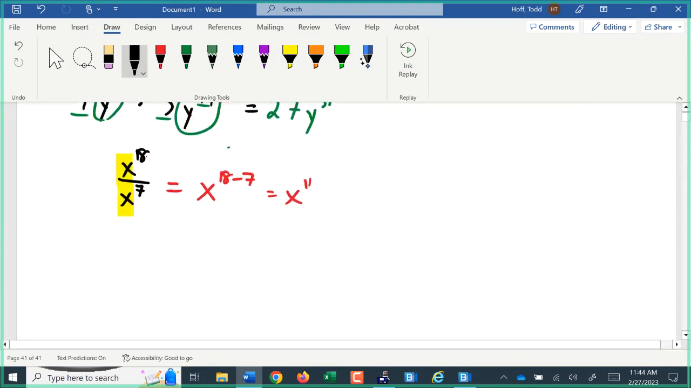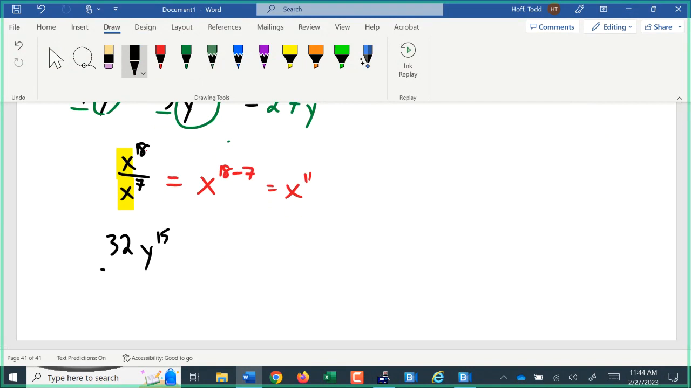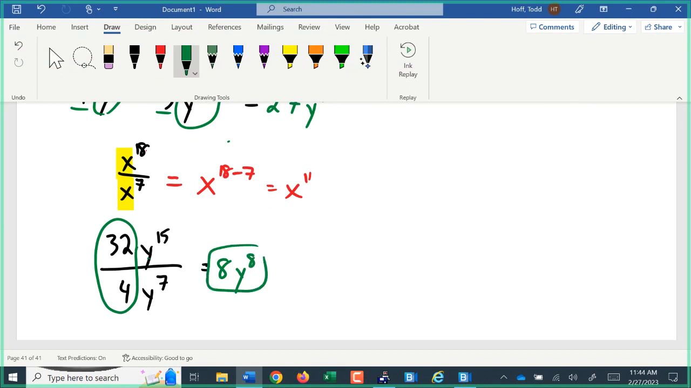And if there's numbers in with the variables, like 32 y to the 15th divided by 4 y to the 7th, we divide the numbers, the counts. 32 divided by 4 is 8. And then we deal with the exponents as the name. Y to the 15th divided by y to the 7th. Well, they both have a base of y. And then we subtract the powers. 15 minus 7 is 8. So we get 8y to the 8th.